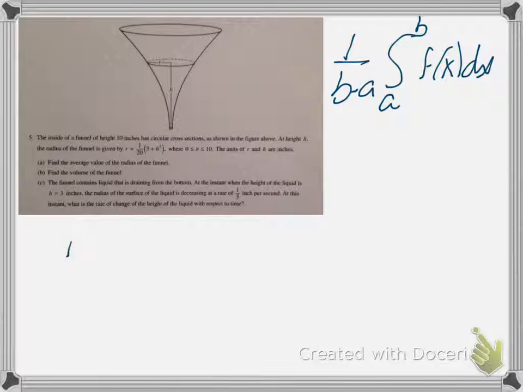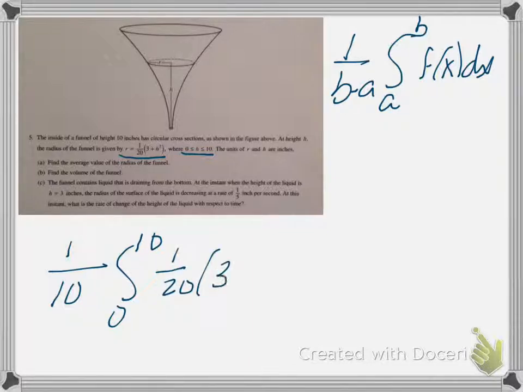Okay, so the average value is going to be 1 over, it's from 0 to 10, so b minus a, 10 minus 0 is just 10. The integral from 0 to 10 of our function, this is the only function that we have, so 1 over 20, 3 plus h squared, and it's going to be dh instead of dx. Okay, and all we have to do is solve that.